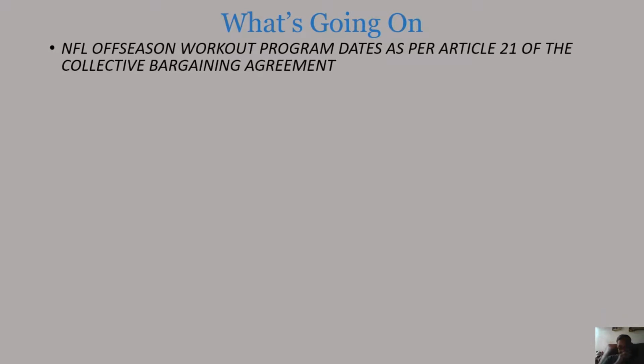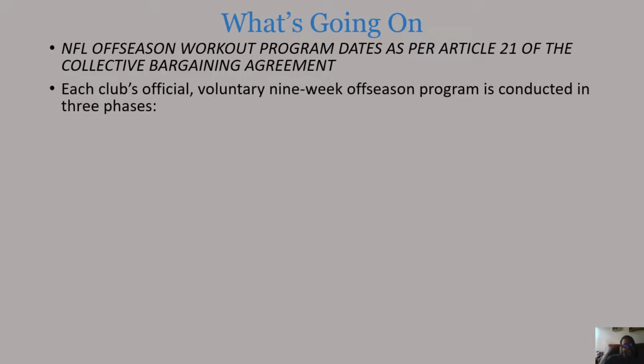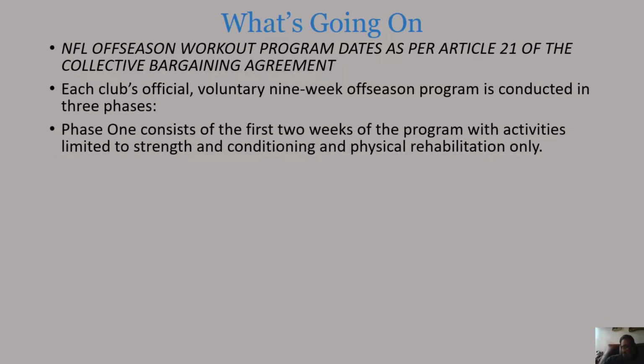Okay, the NFL offseason workout program dates are as per Article 21 of the Collective Bargaining Agreement. Each club's official voluntary 9-week off-season program is conducted in 3 phases. Phase 1 consists of the first 2 weeks of the program with activities limited to strength and conditioning and physical rehabilitation only.